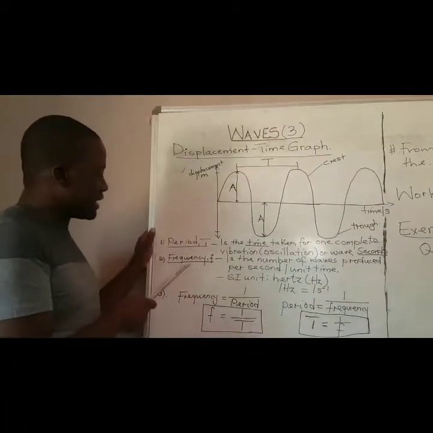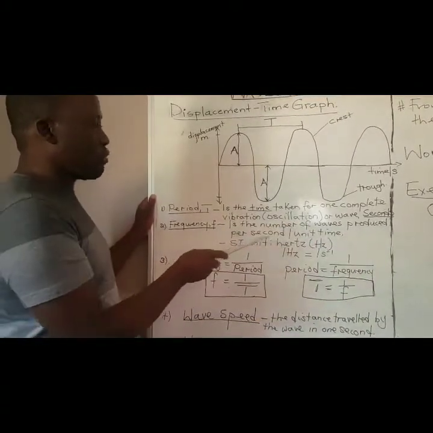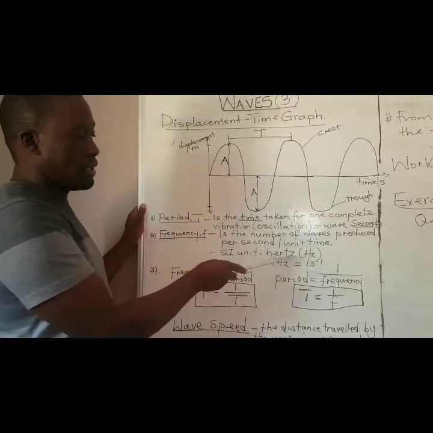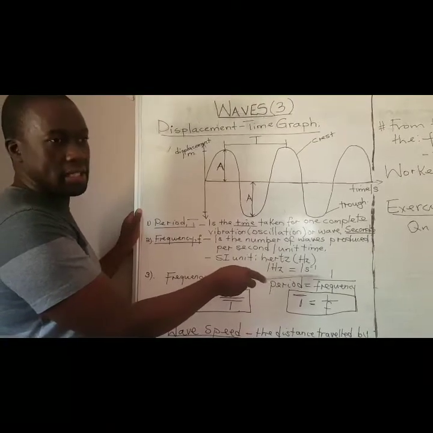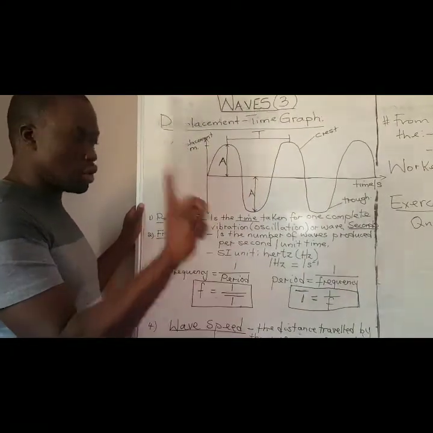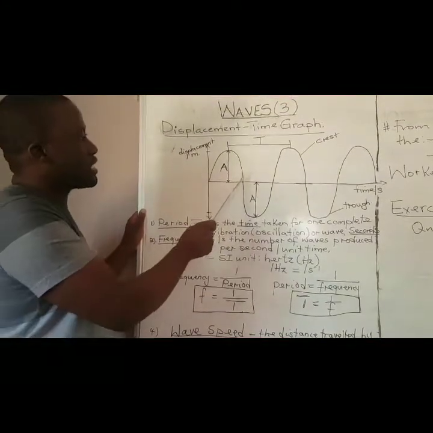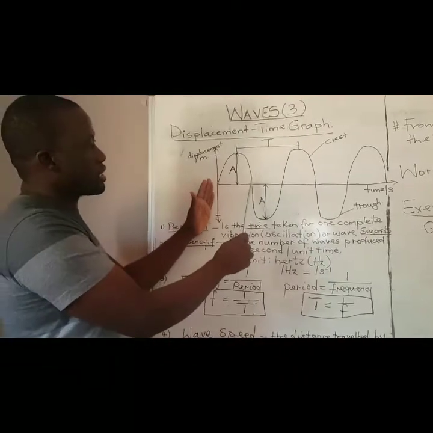Then we are introducing another term there, frequency, which is the number of waves produced per second or per unit time, with SI unit of hertz, and 1 hertz means one complete wave per second. It means in 1 second we are producing one complete wave. And remember, a complete wave has got a crest and a trough. That's one complete wave, a crest and a trough.